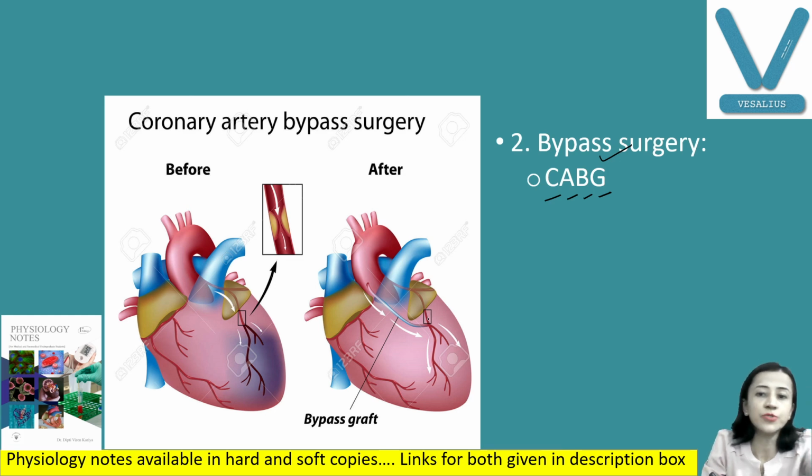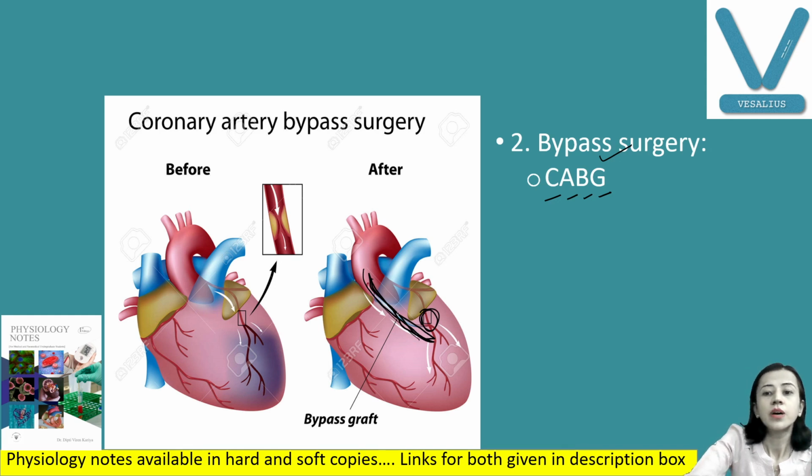You can see here, suppose this is your occlusion, so that part is bypassed. From the aorta directly, this graft is placed on this healthy coronary artery, so we can restore the blood flow beyond this block. So we are bypassing this block. This is the other surgical management. So this is all about coronary artery disease.